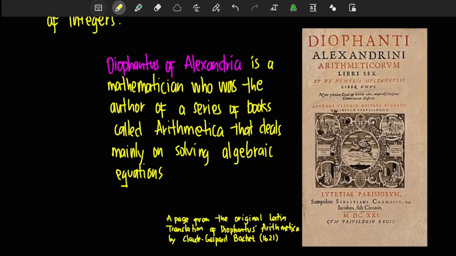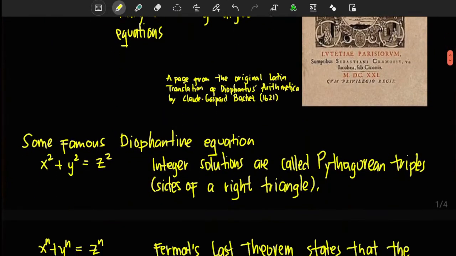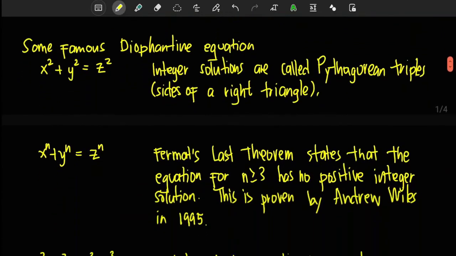This mathematician authored a series of books called Arithmetica that deals mainly with solving algebraic equations. This is a page in the Latin translation of Diophantus' Arithmetica by Claude Gaspard Bachet in 1621. These are some examples of famous Diophantine equations.